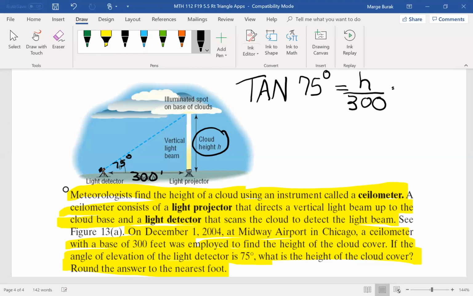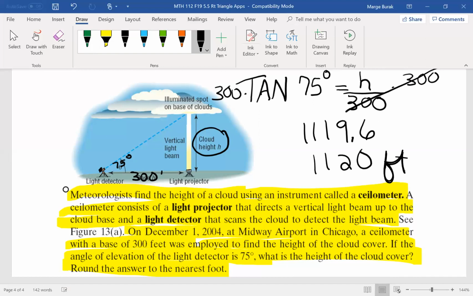We'll solve this by multiplying both sides by 300. Those cancel. And if you put 300 times the tangent of 75 in your calculator, you should get 1119.61524. We want it to the nearest foot, so we're going to round that to 1120 feet. There we go.